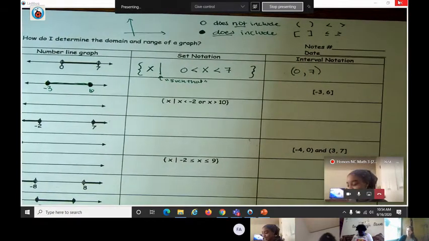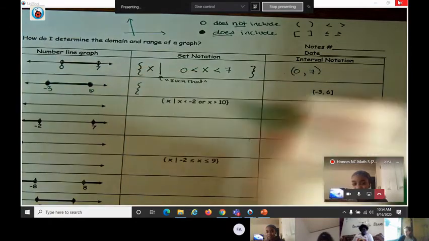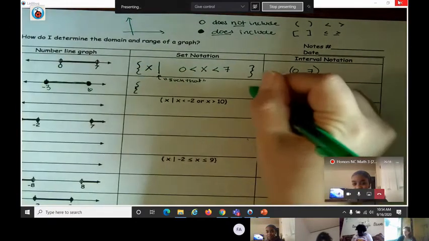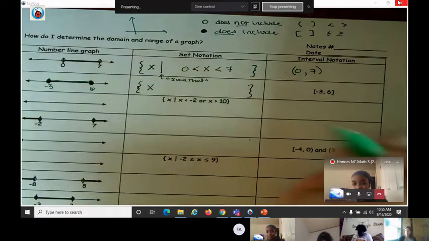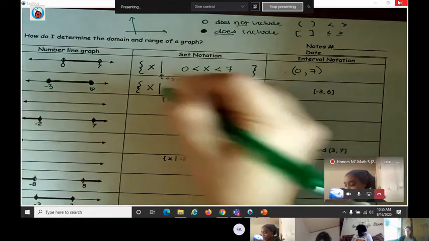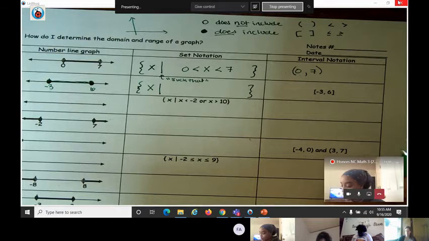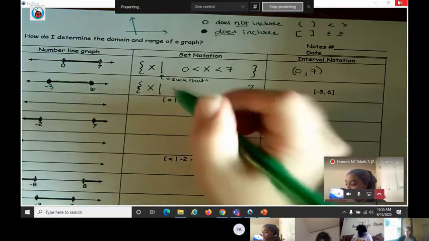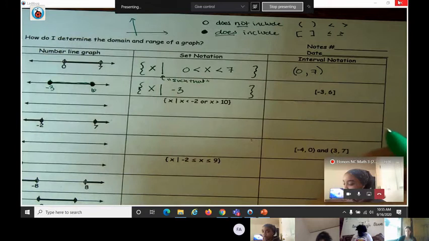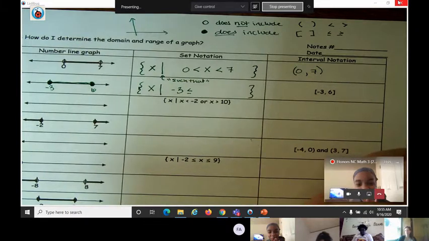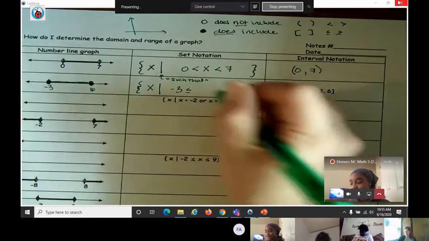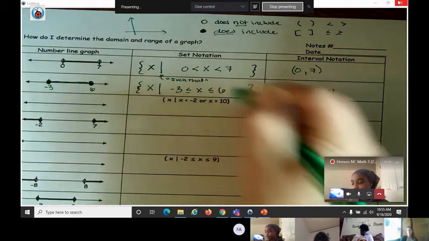Aaron, bring it on. The curly brace. X. Then the midline. Mm-hmm. -3. Less than, or what is that? I forgot what it was called. Yeah, less than or equal to. Yeah. X, and then less than or equal to 6. Beautiful. Perfect.